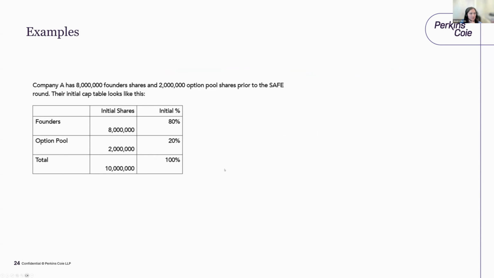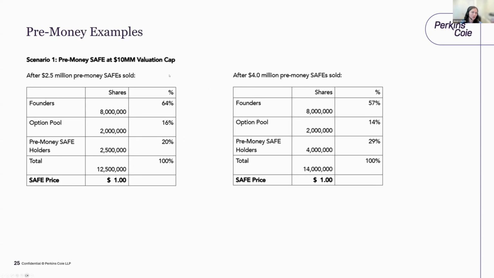We have 1 minute, so let me just finish this example. In our example, we have 8 million founder shares and a 2 million option pool, so there are 10 million shares fully diluted. Say you have a pre-money SAFE at a $10 million valuation cap, and you issue 2.5 million in pre-money SAFEs versus 4 million in pre-money SAFEs. If you issue 2.5 million, the SAFEs are in addition, so the 10 million does not include the SAFEs. You would divide the $10 million valuation cap by the fully diluted shares, ignoring the SAFEs, in this case the 8 million founder shares and the 2 million option pool.